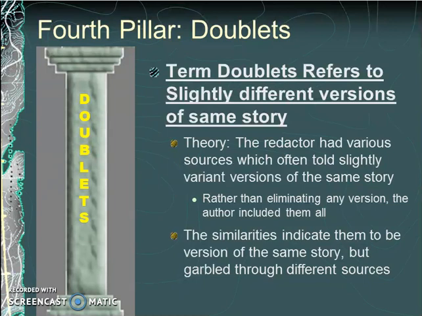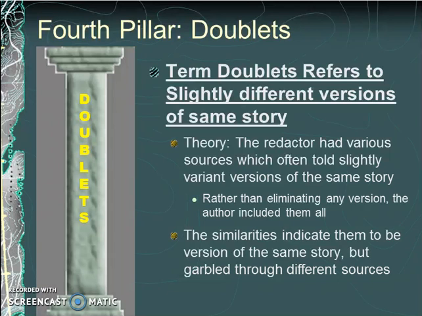The fourth pillar of the documentary hypothesis is called doublets. Doublets refer to slightly different versions of the same story. And the theory is this, that the redactor had various sources which often told slightly different versions of the same incident. And rather than eliminate any of the versions that came in the sources, the editor included them all.